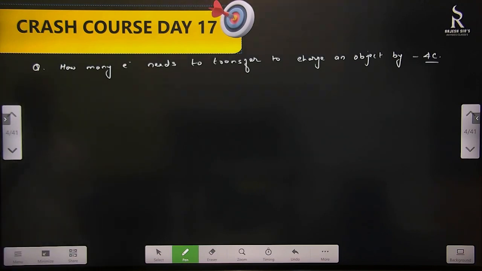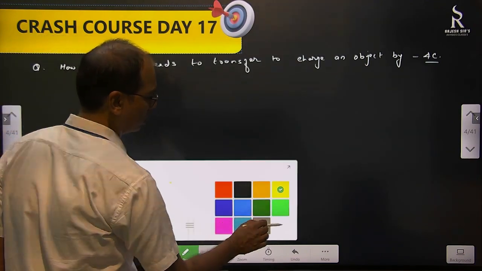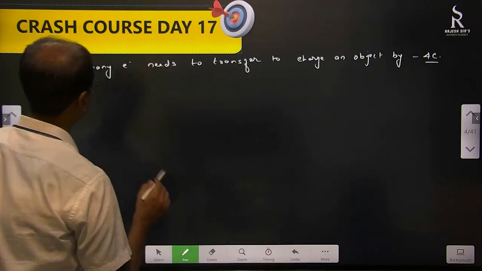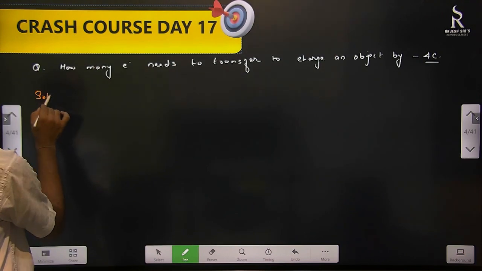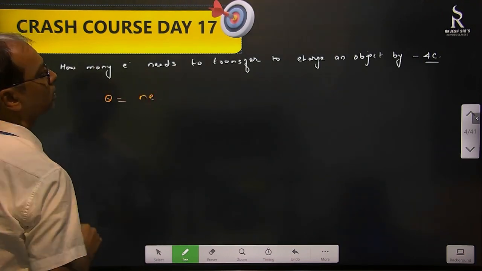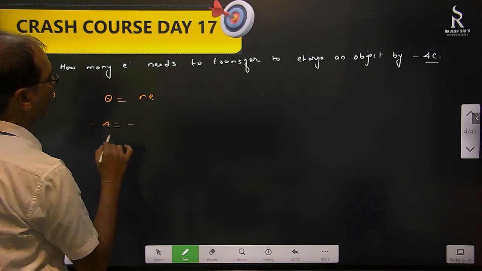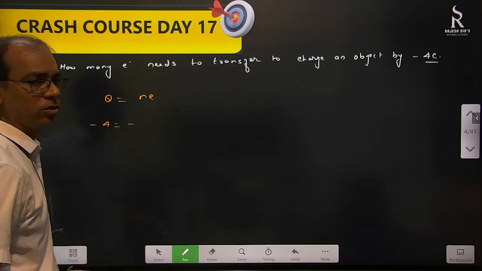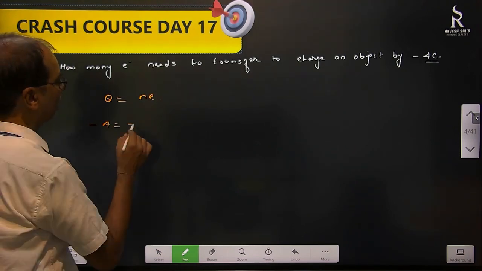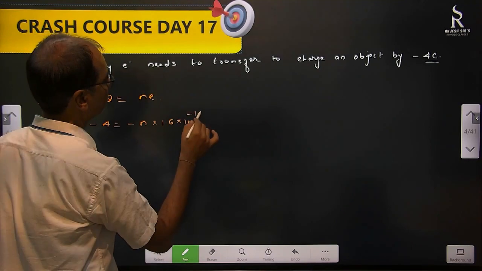Let's see the next question. How many electrons need to be transferred to charge an object by minus 4 coulomb? Again, it's based on quantization of charge. What is quantization of charge? Q equal to Ne. So this is minus 4 coulomb. The minus sign means you have given electrons to it. So minus 4 equals N into 1.6 into 10 to the power minus 19.